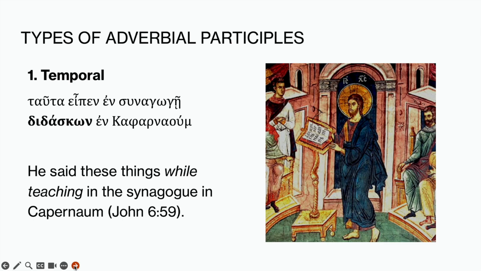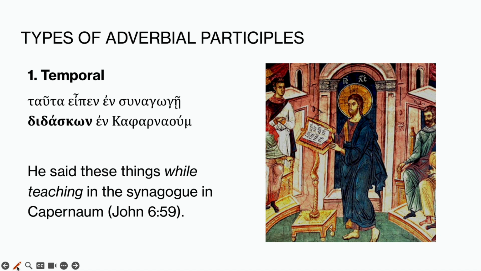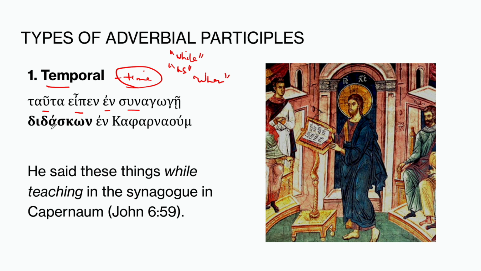Okay, this is a set of slides detailing the way that adverbial participles can be used. The first example is a temporal participle. That means it indicates the time when an action happened in conjunction with the main verb. We translate it with the markers of while or as or even when. Tauta eipen en synagoge didaskon en Capernaum. So he said these things in a synagogue while teaching in Capernaum.